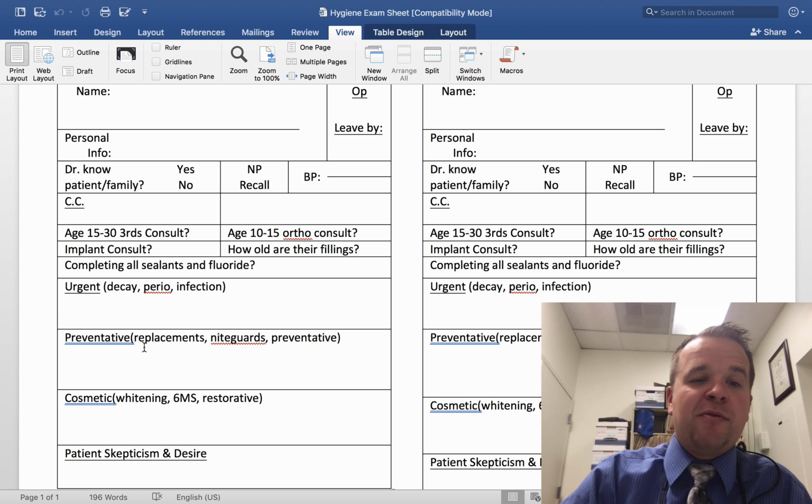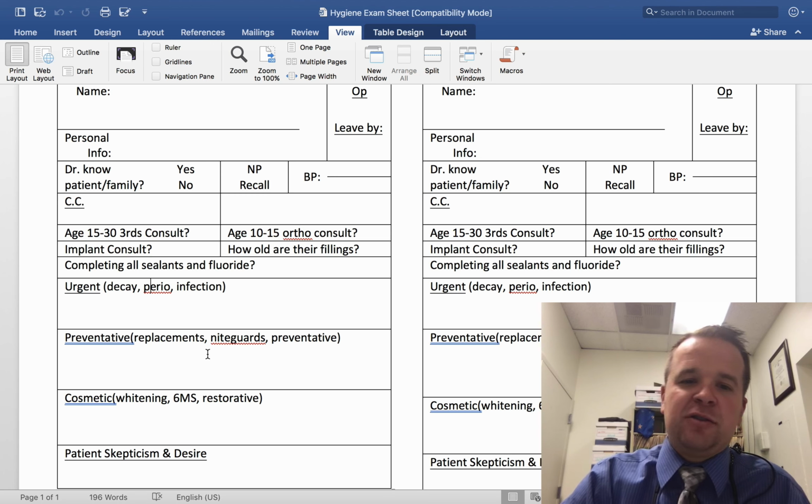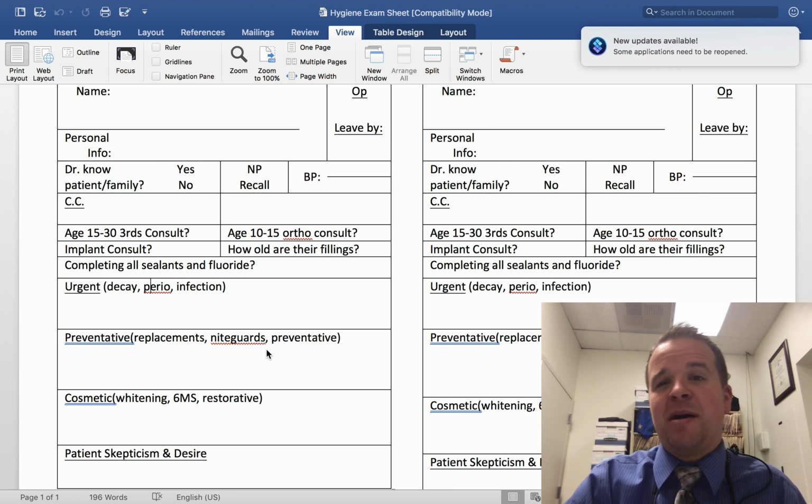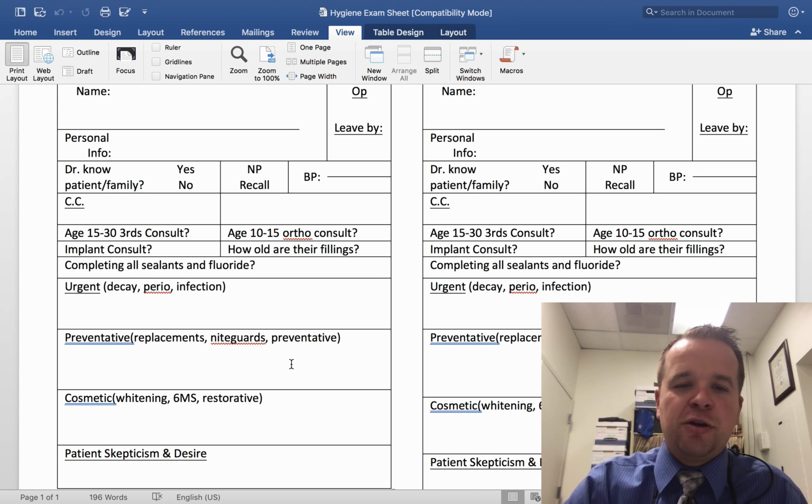And then if there's anything preventative, if there's any type of fillings that are breaking that need to be replaced, if the patient's grinding and you've talked to them about a night guard, this is a great place to write it down. Or if they talk about their TMJ issues or anything, this is a great place to write them down. Or anything preventative such as sealants or fluoride of that nature, you can write down that the patient's interested in that.